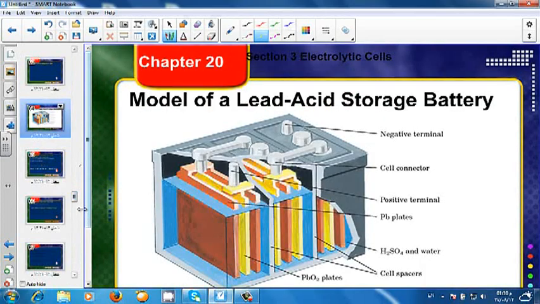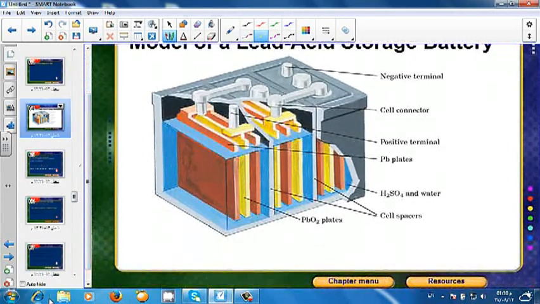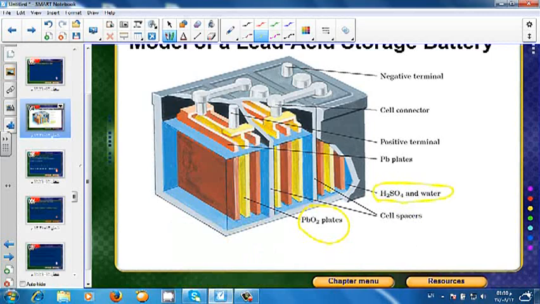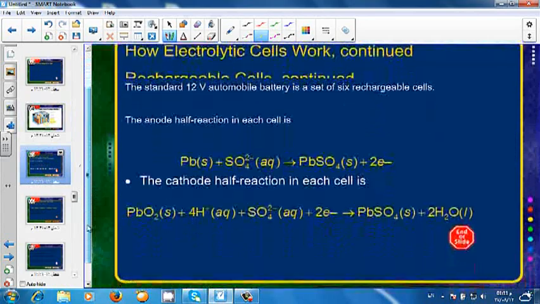Okay, an example, our car battery is here. We have lead oxide plates, a solution of sulfuric acid, lead plates, and we have cell connectors between them. Let's see the oxidation reduction reactions and understand more.